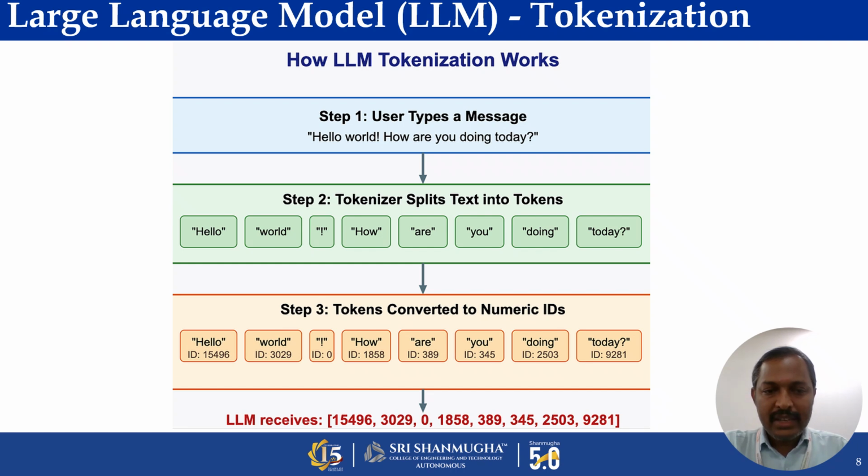Next, for each created token, a unique ID is assigned. That is, tokens are converted to numeric IDs. So each token is converted into a numeric ID. That numeric ID is given to the transformer block, which processes it, and then finally it produces the output. So this is the main thing: the given text is split into tokens, and each token is converted into a unique numeric ID.